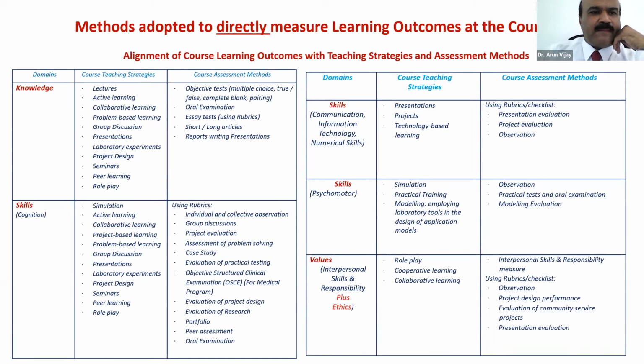These are the strategies, these are the methods we use to assess the learning outcome at the course level. You see in the first column, domains are mentioned. And in the last column, what assessment method we use to measure the learning outcome of each domain. This list is not exhaustive because we can add more. Just to give an example, what strategy, what methods we use to assess the learning outcome.